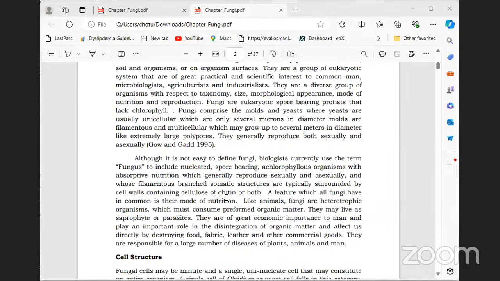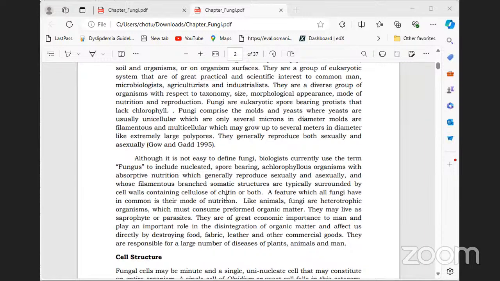The main important scientist name, keep in your mind, is Ainsworth. The scientist is called Ainsworth. In the year 1973, he therefore preferred to enumerate some characters of fungi. He explained some characters.